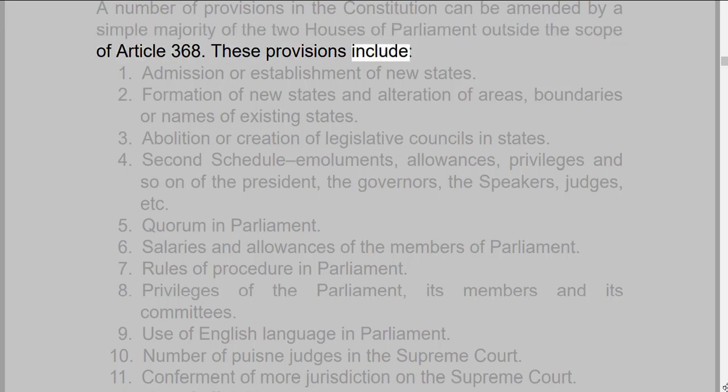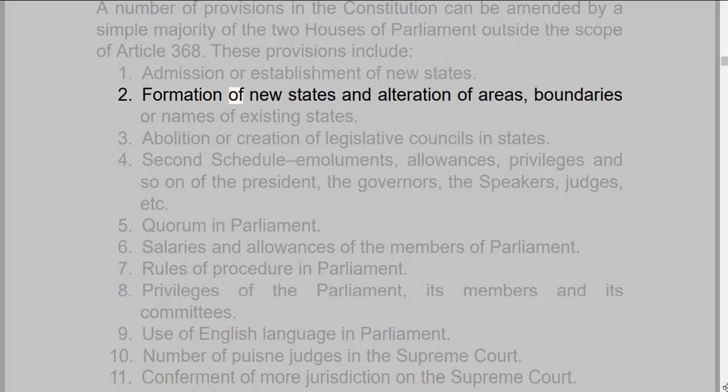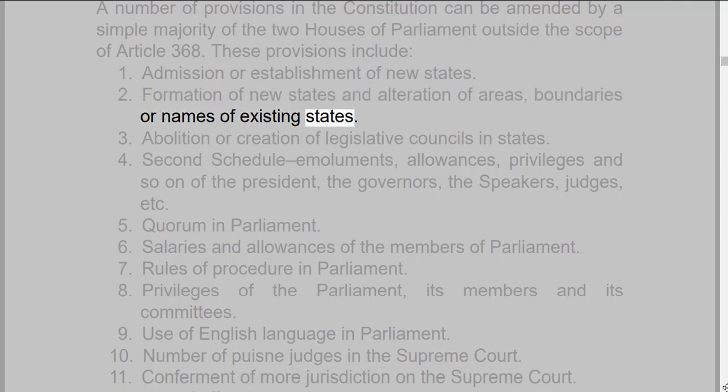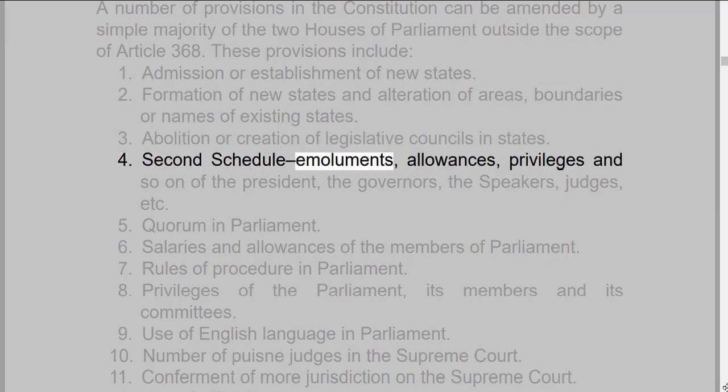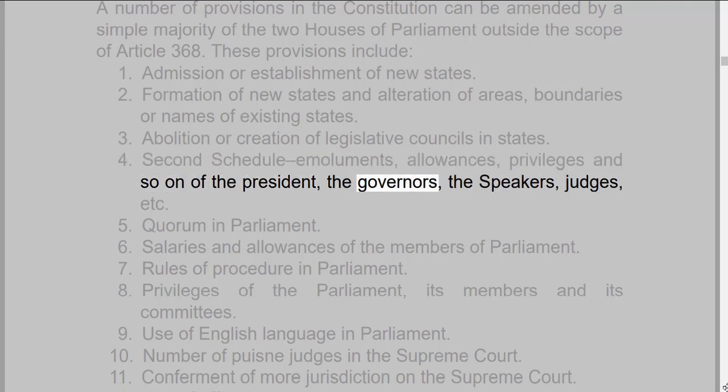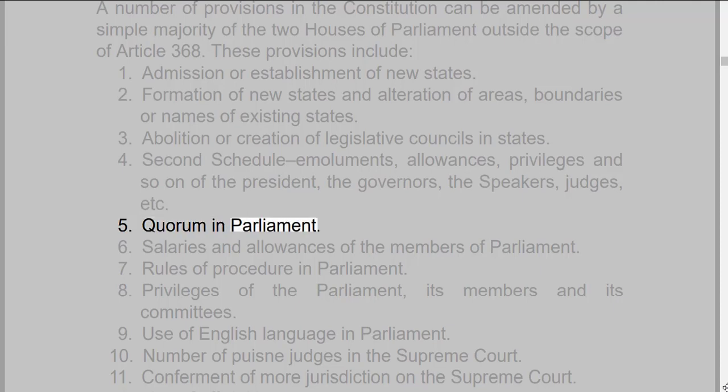These provisions include: 1. Admission or establishment of new states. 2. Formation of new states and alteration of areas, boundaries or names of existing states. 3. Abolition or creation of legislative councils in states. 4. Second Schedule, emoluments, allowances, privileges and so on of the President, the governors, the speakers, judges, etc. 5. Quorum in Parliament. 6. Salaries and allowances of the members of Parliament. 7. Rules of procedure in Parliament.